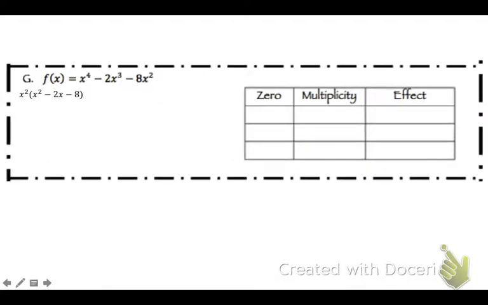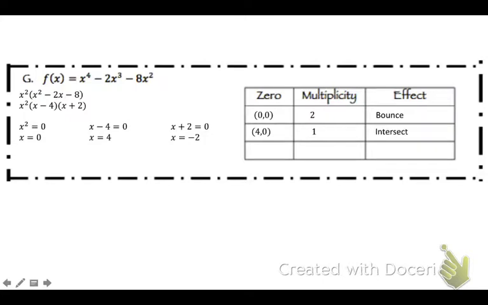Now this one, let's factor it first. You get x squared times x squared minus 2x minus 8, which factors to x squared, x minus 4, x plus 2. Now x squared equals 0, which means x equals 0. x minus 4 equals 0, which means x equals 4. And x plus 2 equals 0, which means x equals negative 2. So that first zero is (0, 0). That has a multiplicity of 2, and that bounces. Okay, that next one is (4, 0). It has a multiplicity of 1, and it intersects. Next one is (negative 2, 0). Multiplicity of 1, and that one also intersects.